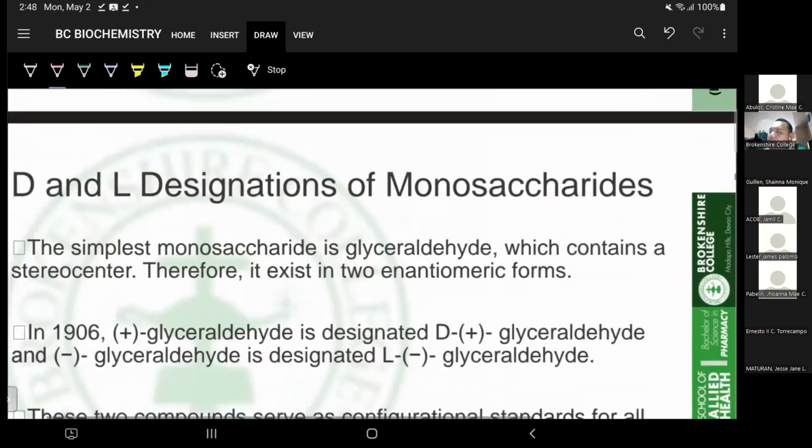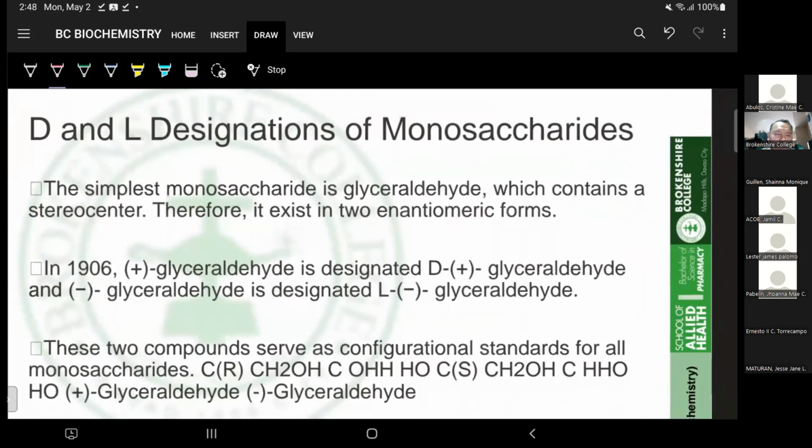Okay. Now let's proceed to the D and L designations of monosaccharides. So dextrorotatory and levorotatory. This can be determined through the use of what is called a polarimeter. This is the instrument used to check if it is dextrorotatory or levorotatory. That means whether the chemical structure is right-handed or left-handed. So the simplest monosaccharide known is glyceraldehyde.